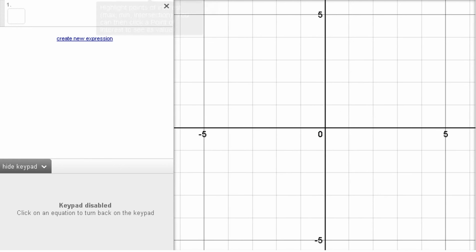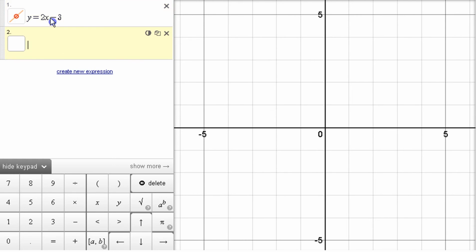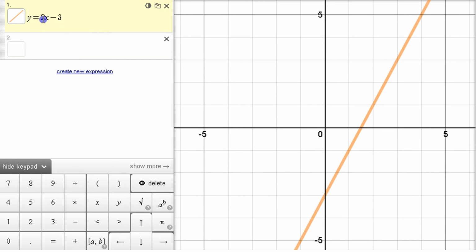If we were to put these two functions in here, let's put the original one in first, which is 2x minus 3. And there it is. There's that line. Okay, it's a line of what you expect. Y-intercept of -3, slope of 2. Now we're going to put the other one in here. Now we can put it in a couple different ways.